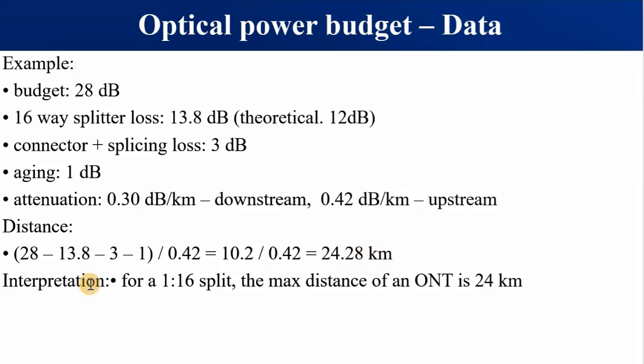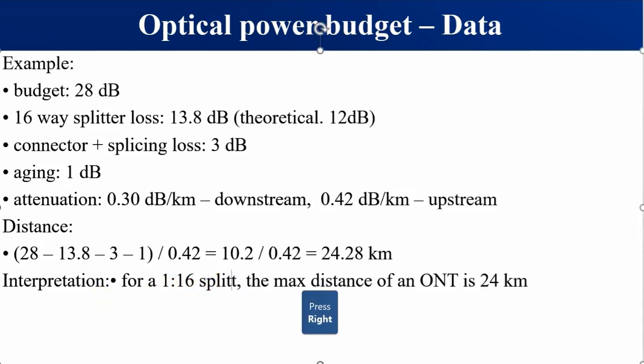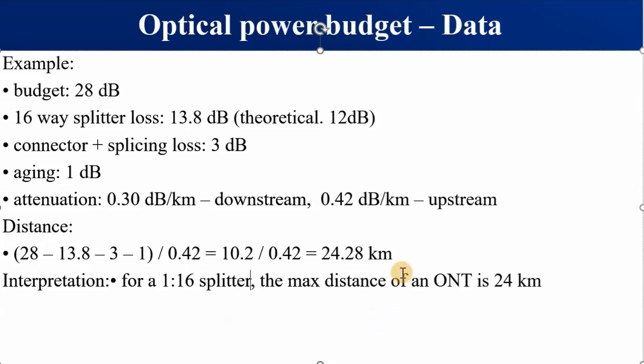So how do you interpret this? We are saying for a 1:16 splitter, the maximum distance to the ONT is 24 kilometers. So you've calculated the range or the stretch in kilometers of your PON given this. It means if you use a higher splitting ratio, your stretch is going to be lower than 24 kilometers.